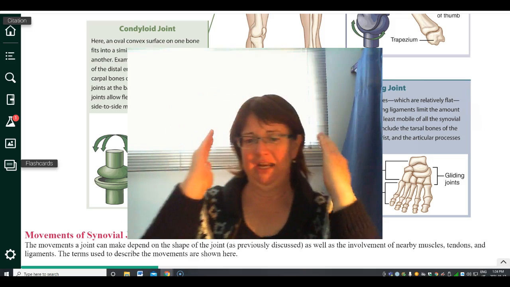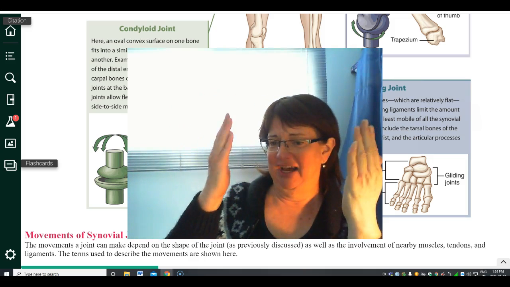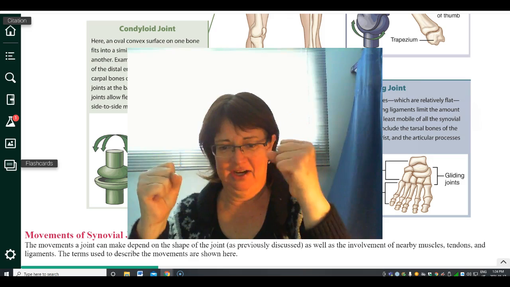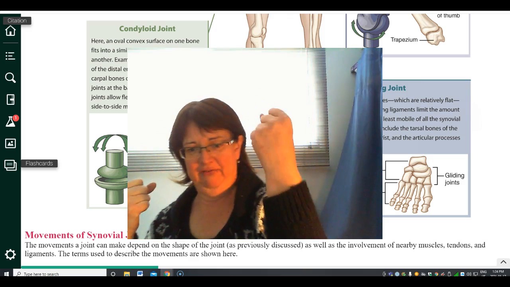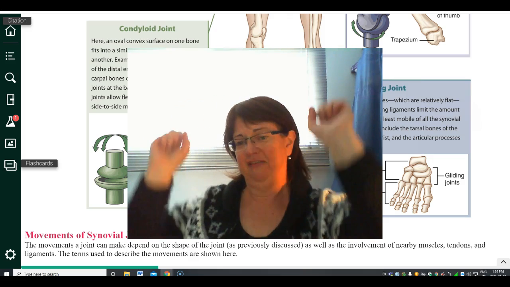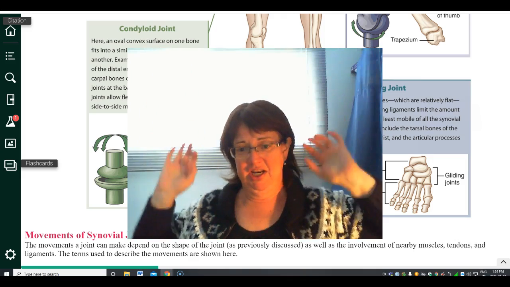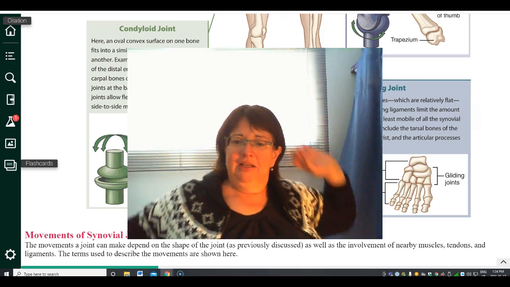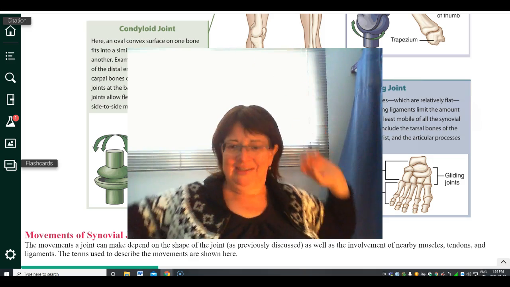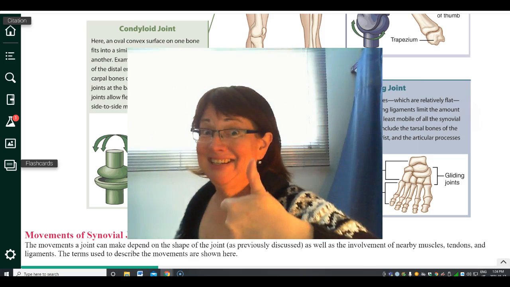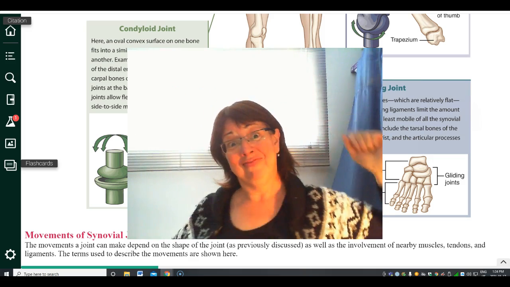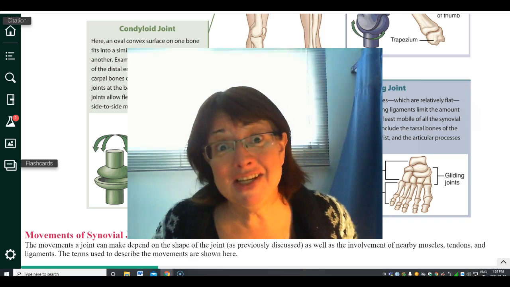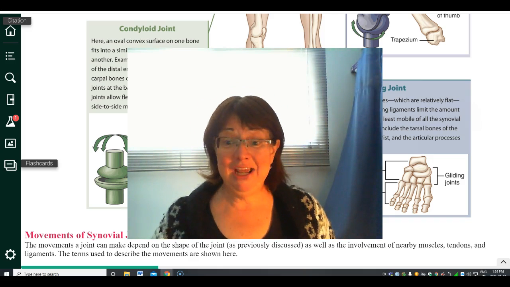Okay? From the beginning. Glide, glide, condyle, condyle, pivot, pivot, hinge, hinge, ball and socket, ball and socket, saddle. Good job. Now summarize each of those movements in your table.